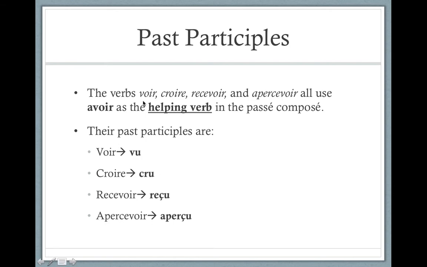For the past tense, if we're using the passé composé, all 4 of these verbs use avoir as the helping verb. None of them are Dr. and Mrs. Vandertramp verbs and none of them are reflexive, so they will all use avoir as the helping verb. And of course, because they are irregular in the present tense, they also have irregular past participles. It's easy to remember though because they all end in U. So voir, the past participle is vu. Croire, the past participle is cru. Recevoir, the past participle is reçu. And apercevoir, the past participle is aperçu.